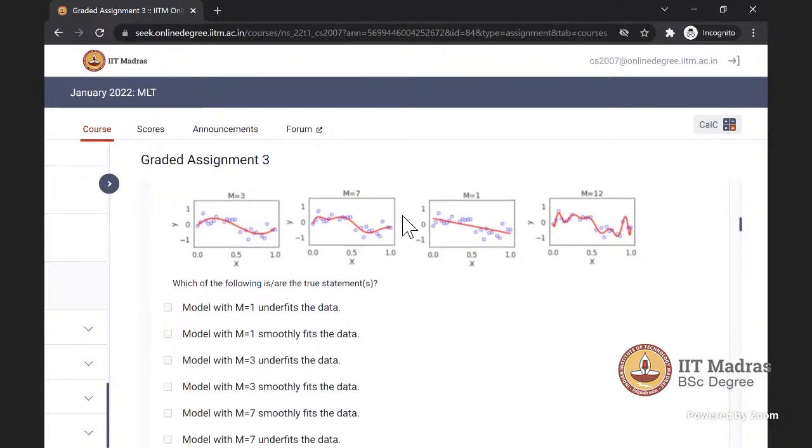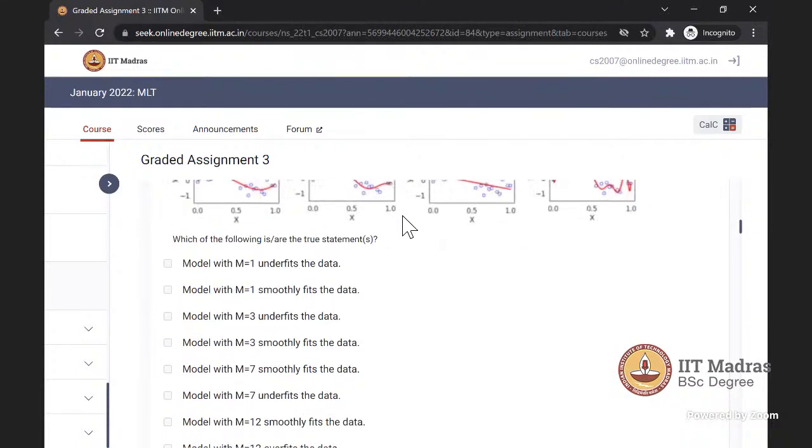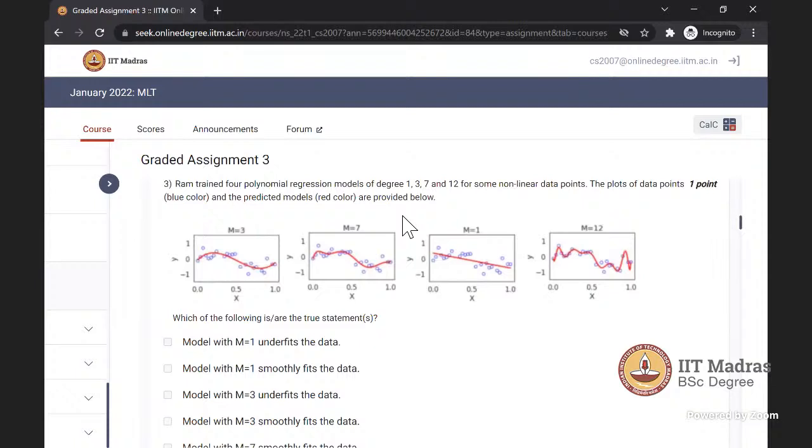Yes. Maybe the answer could be framed in such a way: possible, maybe, kind of. It cannot be definite. You can add a maybe in the sentence. Well, M equal to 7, it looks like at some places it is bending too much. Yeah, but again, overfitting, yeah.